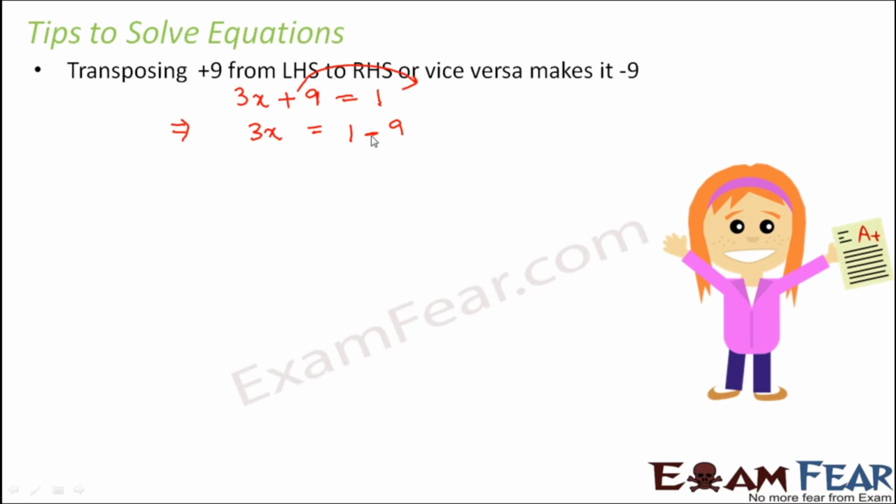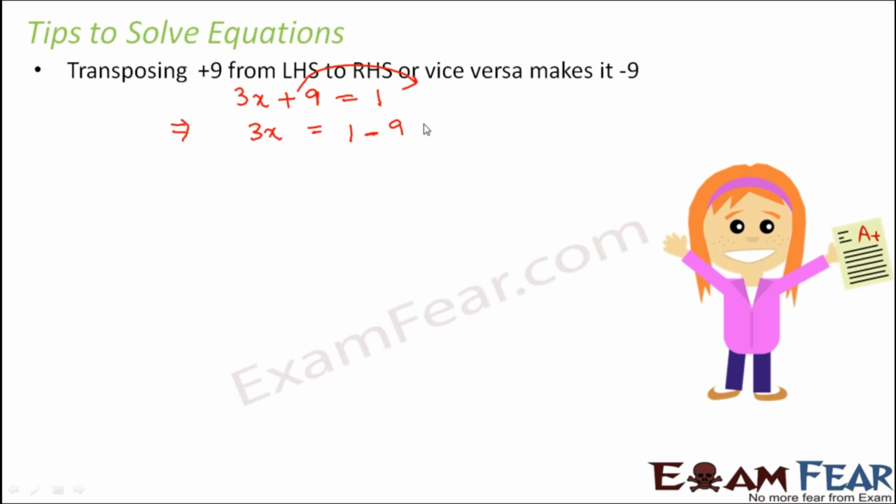Now why is this happening? This is basically happening because what are we actually doing? We are not making any movements. Basically, this is a shortcut to do the same thing which we did in the previous slide. In the previous slide, I told you that if we subtract 9 on both sides, on the left hand side, we will get 0. So here it is 0, and on the right hand side you will get minus 9.